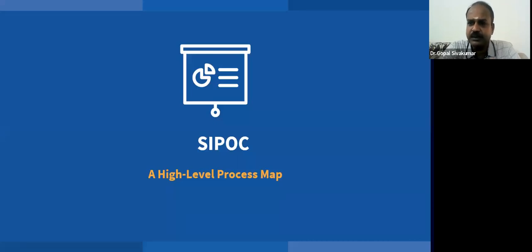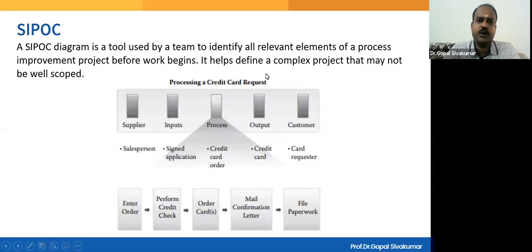And thereby, the requirements of the stakeholders can be understood very well. And moreover, the project can be scoped very well, right? And for that purpose, any Six Sigma project will include a SIPOC diagram while submitting the project proposal in the form of a project charter. So let us understand about the SIPOC.